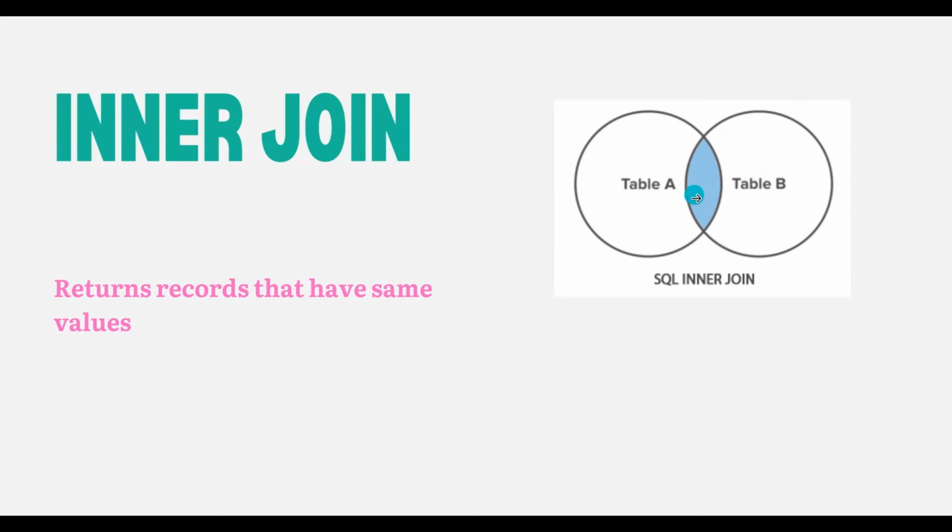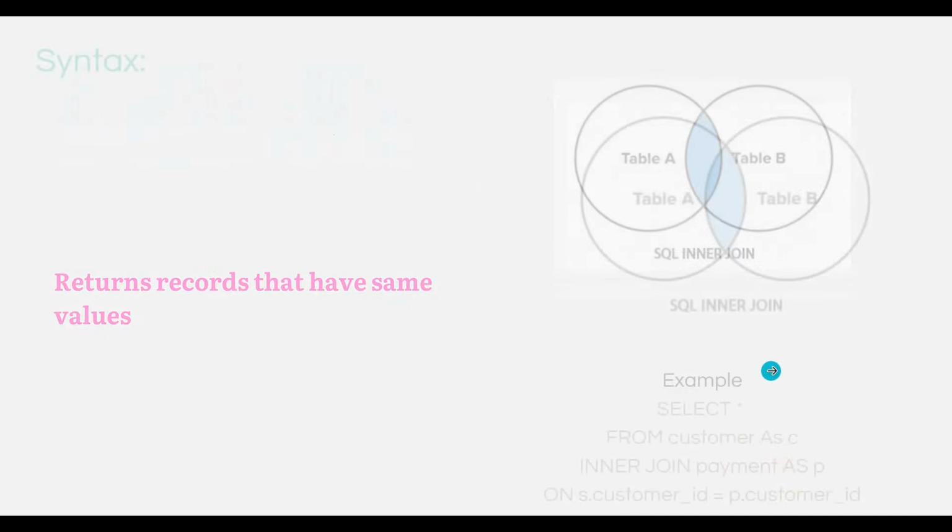This shows that they have a common area which is shared by both the tables. Similarly, in terms of records, the table A records and table B records have particular common records between them. So inner join returns those records which are common between two tables. So let's understand the syntax of it.